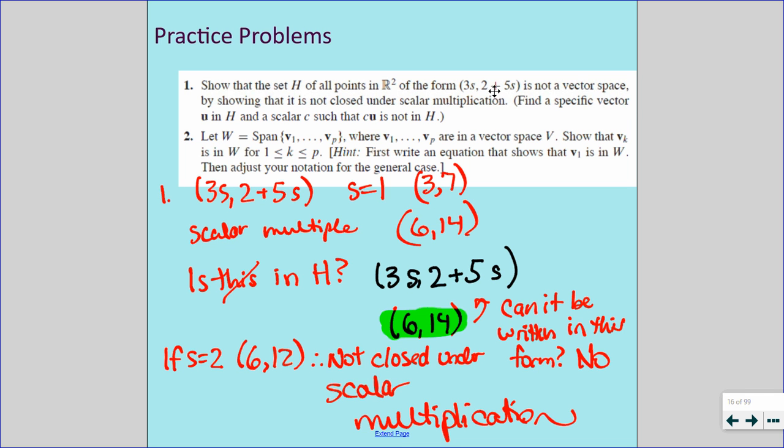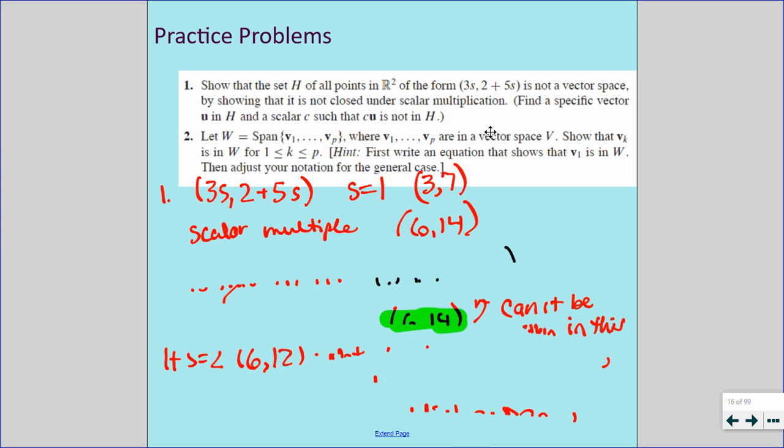Also, hopefully you saw right away that the 0 vector wouldn't be in this, because if s is 0, you get 0, 2. And if s is -2/5, you'd get -6/5, 0. So either way, you can't get to 0 if the points have to be in that form. But they didn't ask that. They said, show that it's not closed under scalar multiplication. So we did that. All right, I'm going to have to go ahead and erase so I have room for number 2.